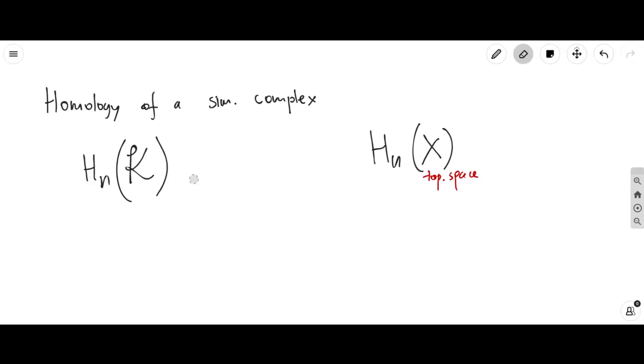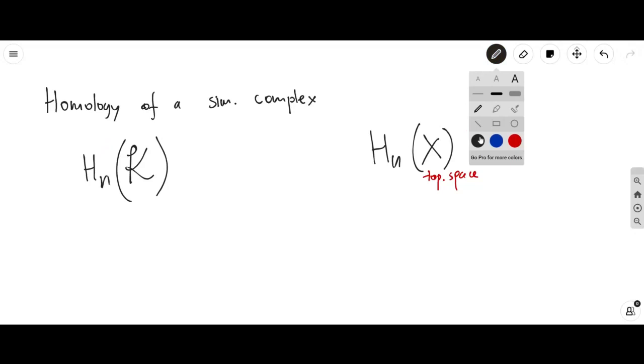but you can develop a theory of homology for simplicial complexes. Now, you could put decorations on this. For instance, maybe you can decorate the simplicial complex with a little triangle to indicate this is the homology of a simplicial complex. But I think there's no need to do that because we can probably distinguish between the two.